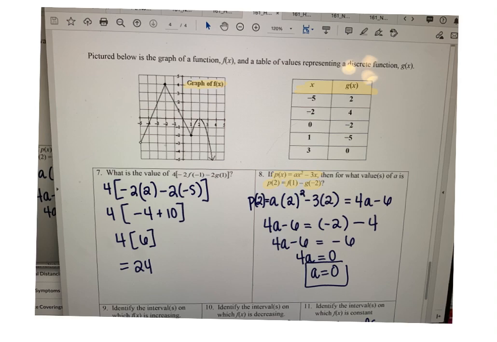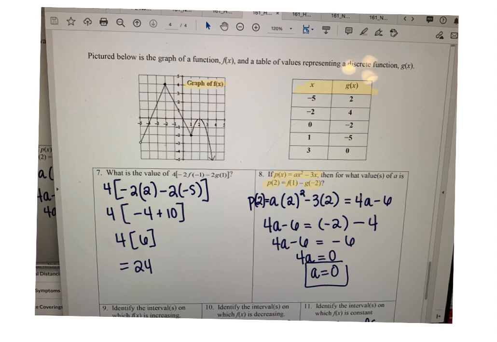So the first thing that we need to do is find p of 2. And so what I did here is I replaced x with 2. We don't know a yet, but that's okay. We're going to leave it and solve for it. So we have a and then 2 squared minus 3 times 2, which gives us 4a minus 6. That's what we're going to set equal to f of 1 minus g of negative 2.